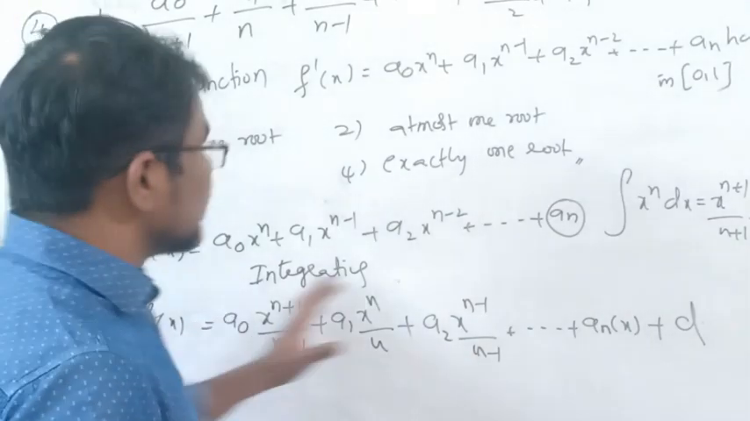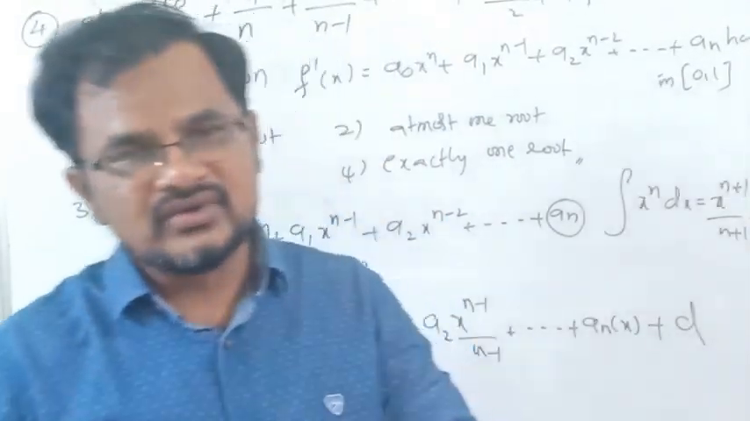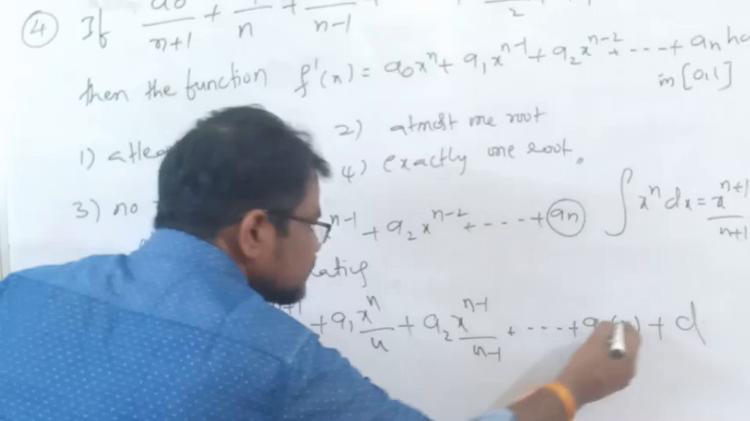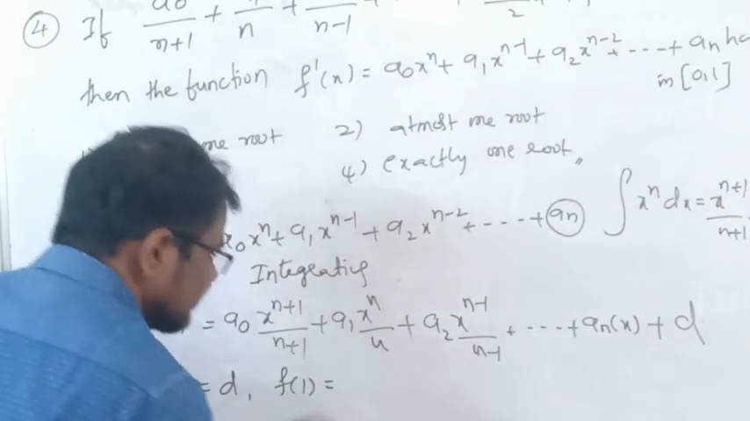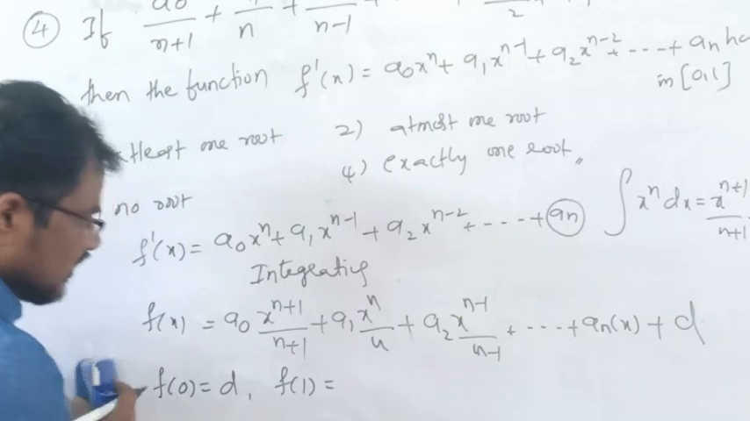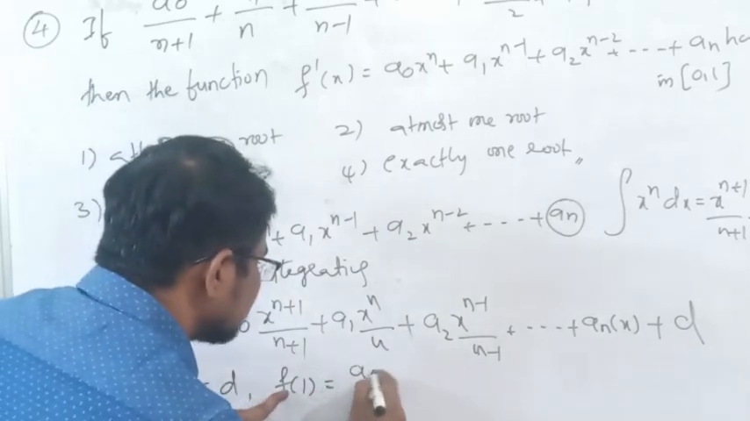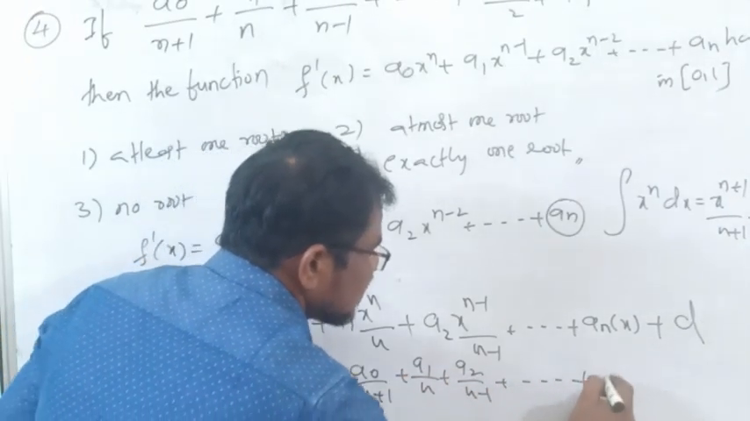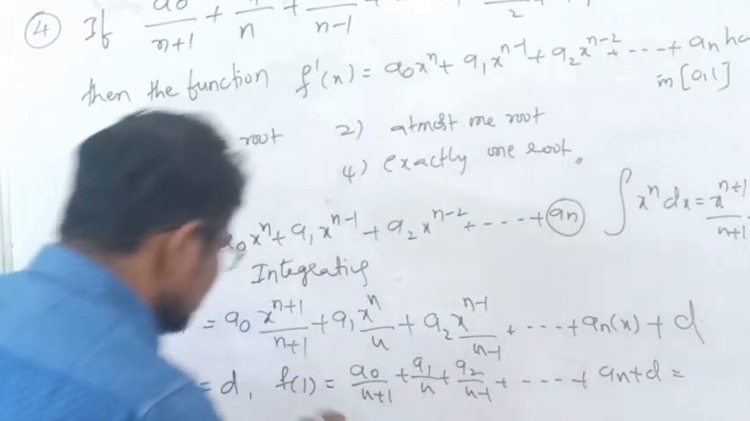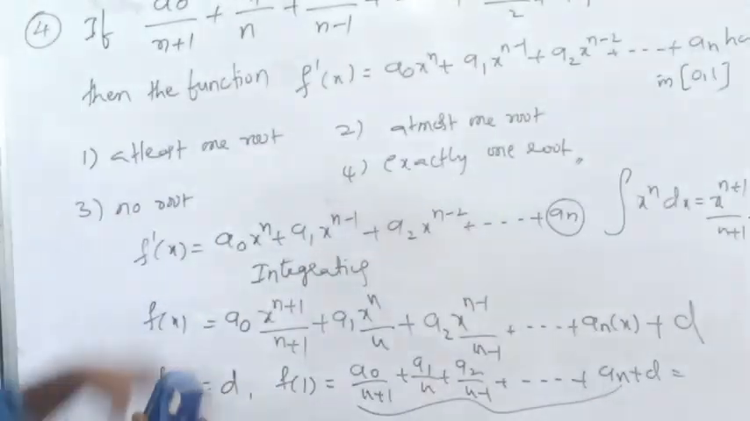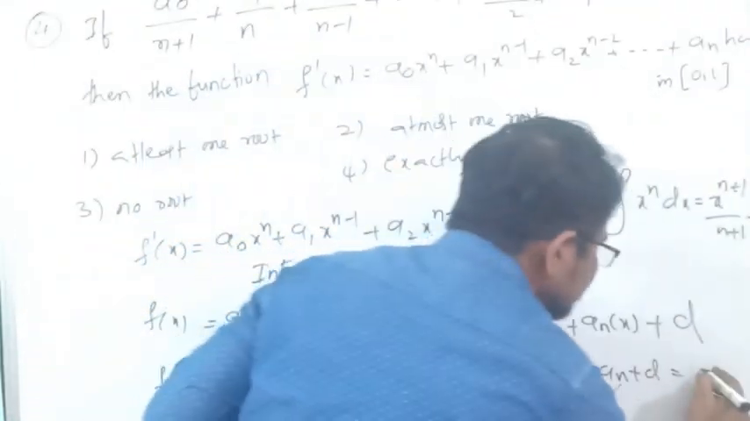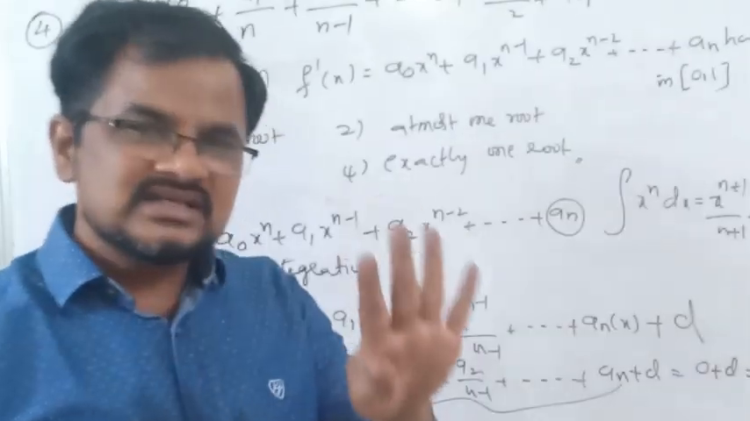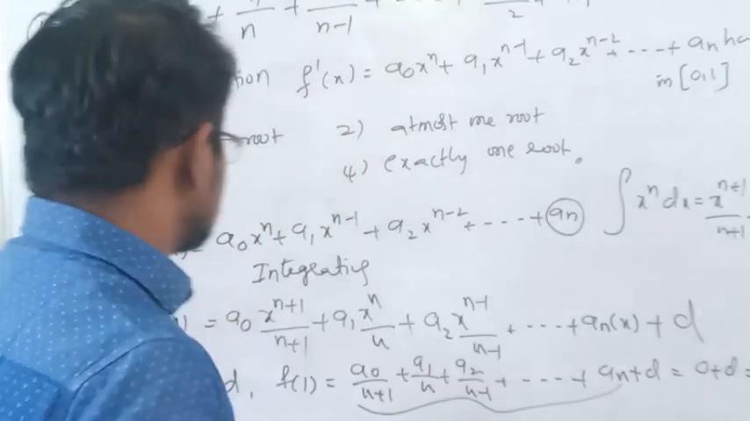Right. Now this is a polynomial equation. Every polynomial equation is continuous and differentiable. Next, f of 0, if you substitute here, this total term is 0, d you will get, and f of 1 equal to what? Here I will write f of 1 equal to a naught by n plus 1, a1 by n, a2 by n minus 1 plus etc. plus an plus d, that is equal to, so here the condition they have given, that value equal to 0, means 0 plus d equal to d. So f of 0 equal to f of 1, which means the three conditions of Rolle's theorem exist for this function.